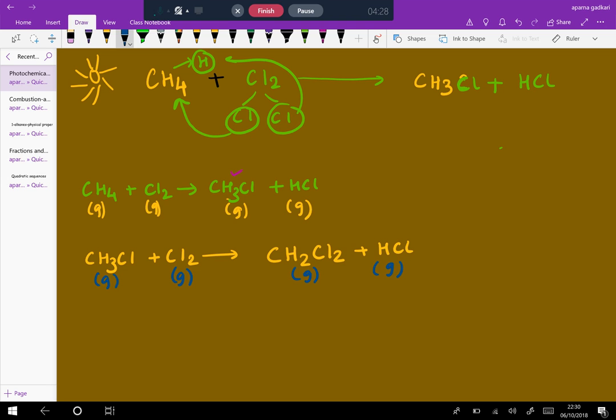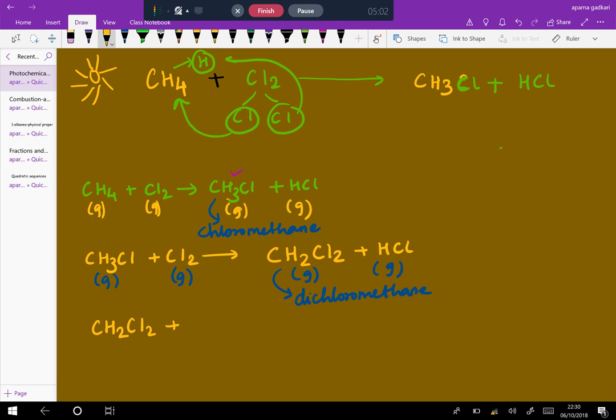Okay, now we need to know how to name them. The first product that is formed here is called chloromethane. Remember, it's a derivative of methane. Now this here has got two chlorine atoms in it, so it is called dichloromethane.